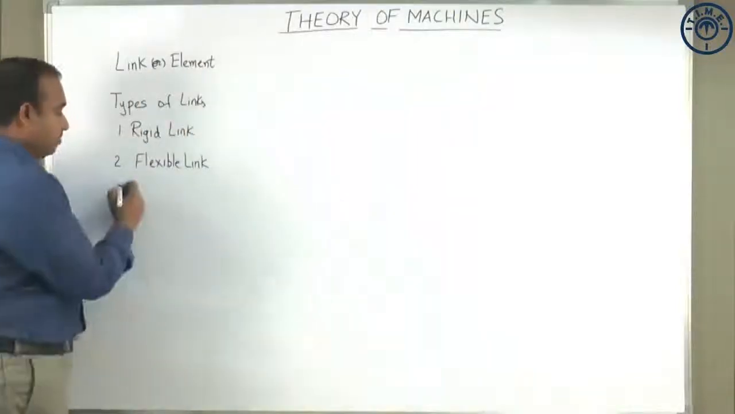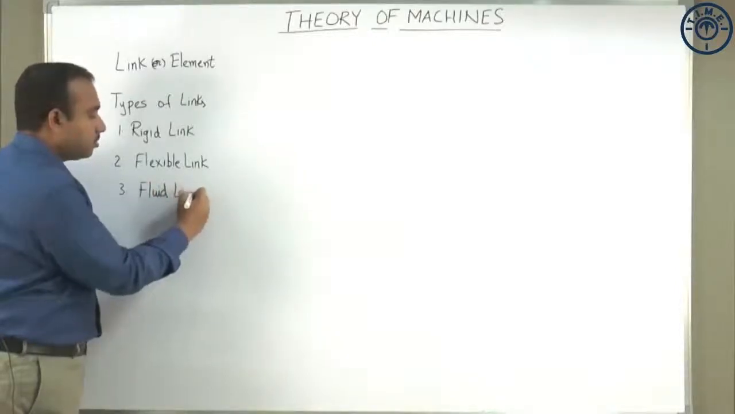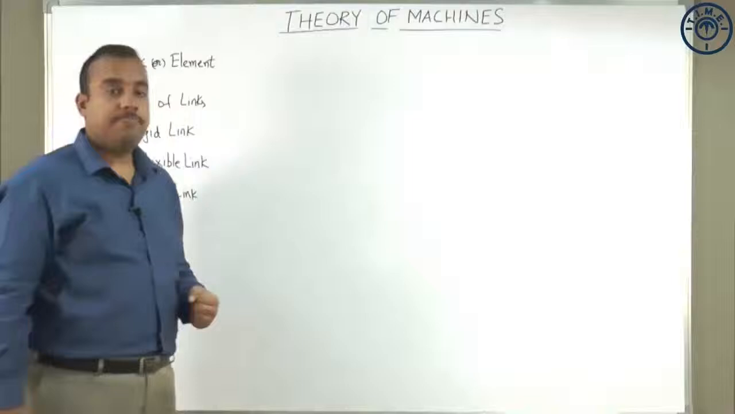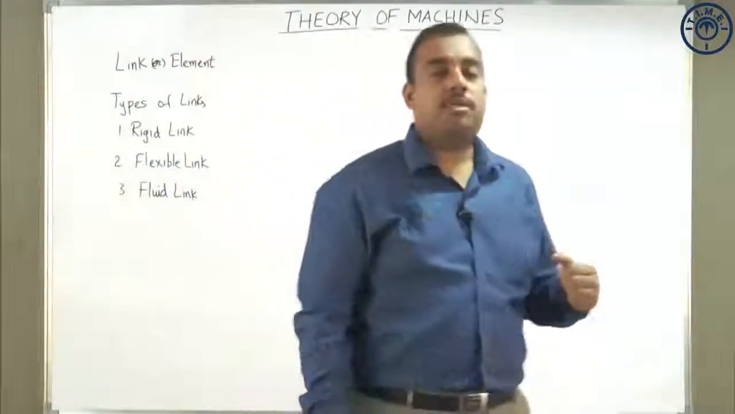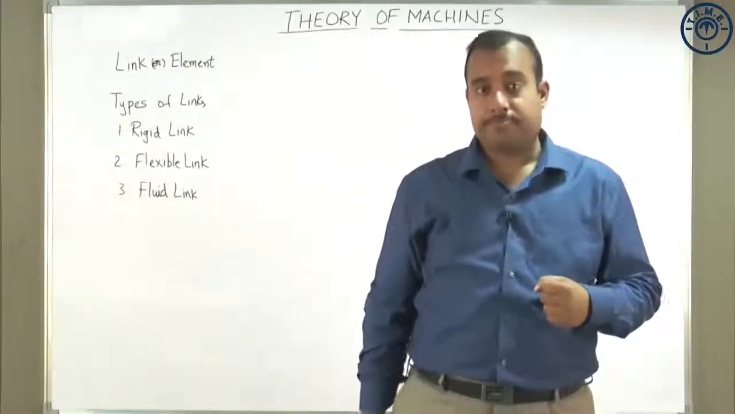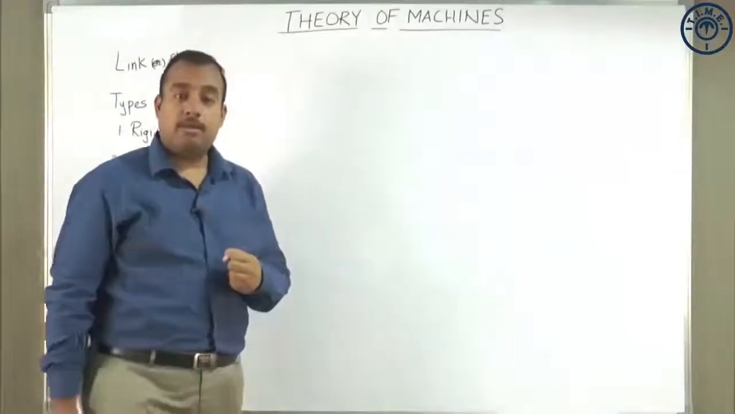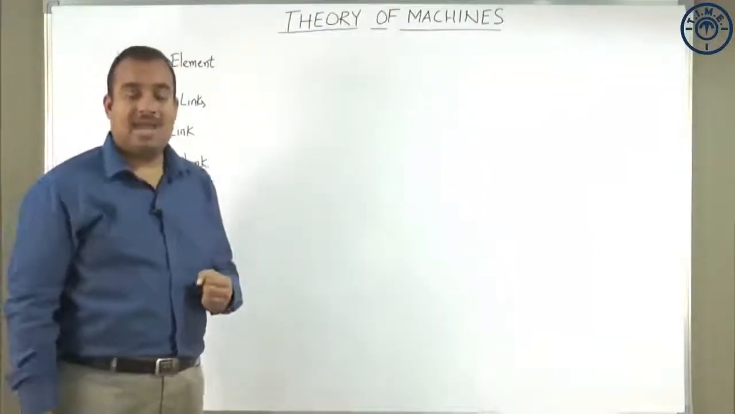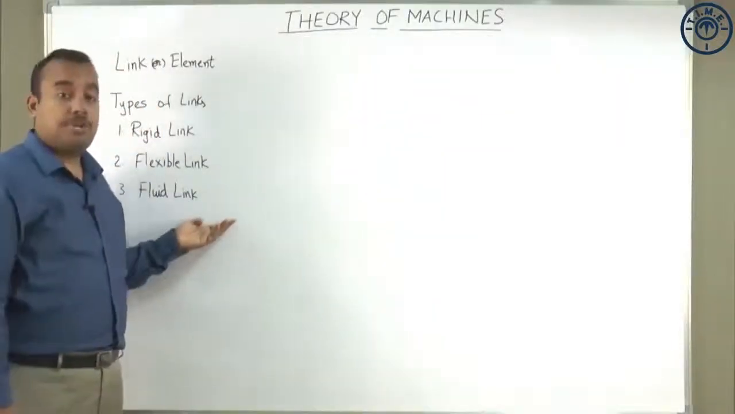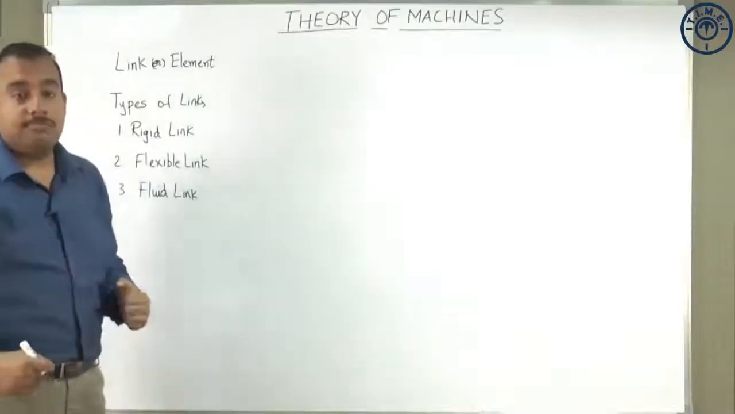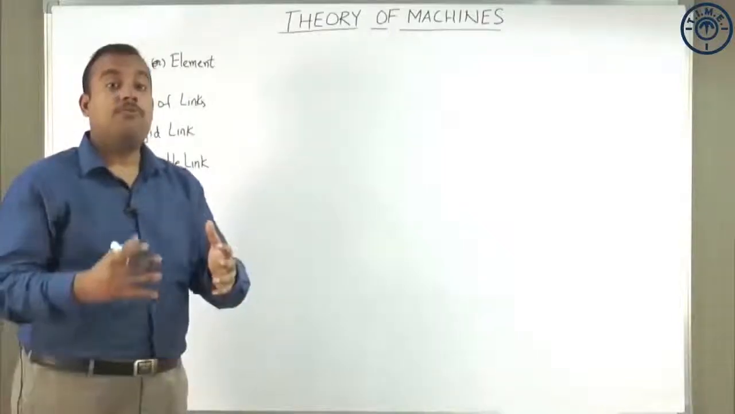The third type of link is a fluid link. In a fluid link, the force or power between the two links is transmitted through the fluid pressure. Examples are the hydraulic brake, hydraulic coupling, hydraulic intensifier, and so on. In a fluid link, the force or pressure between the two links is transmitted through the fluid medium, that is the fluid pressure.